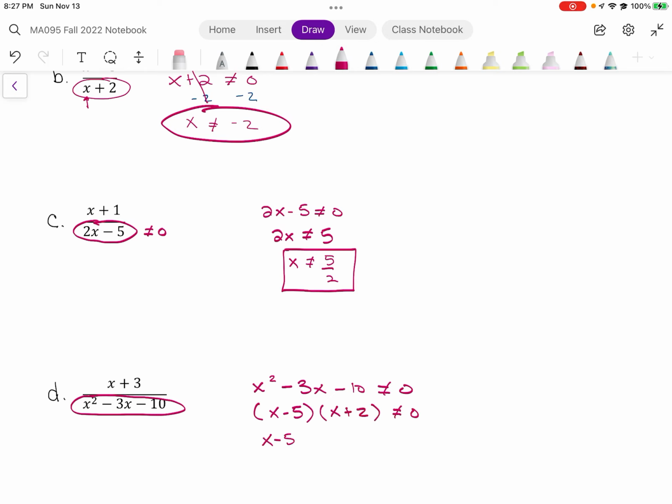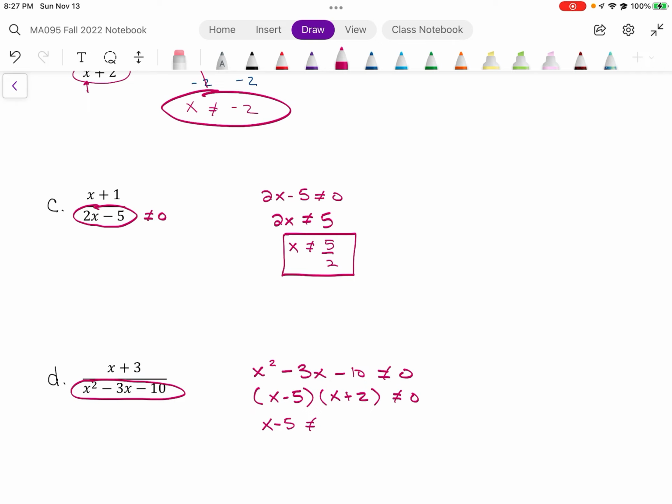So x minus 5 cannot equal 0. And you can set this up to be equal to 0 if you want, and then at the very end say, well, that's what it can't be. And that's fine. So that can't be 0, and x plus 2 can't be 0. All right, so x cannot be 5, and x cannot be negative 2.